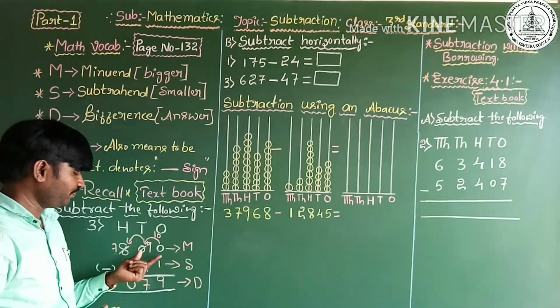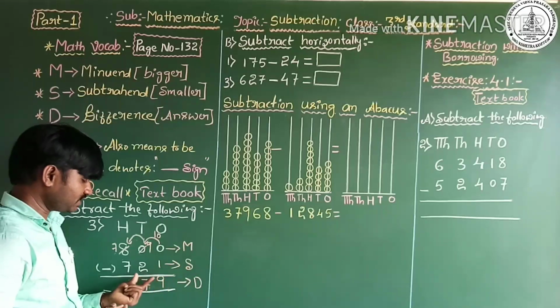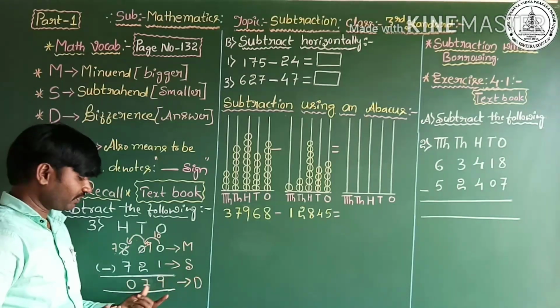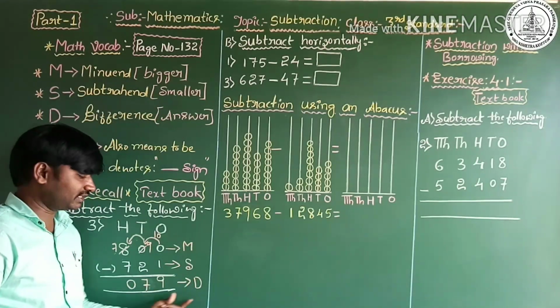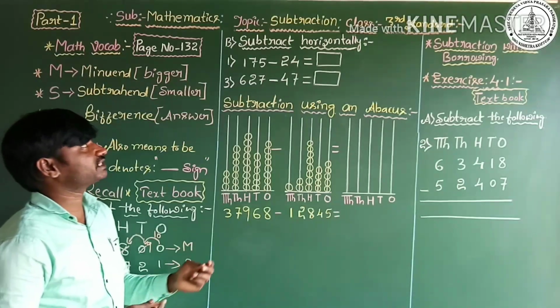Okay, dear students, here the bigger number is the minuend and the smaller number is the subtrahend. The answer we get is the difference. Okay, dear students, shall we start?